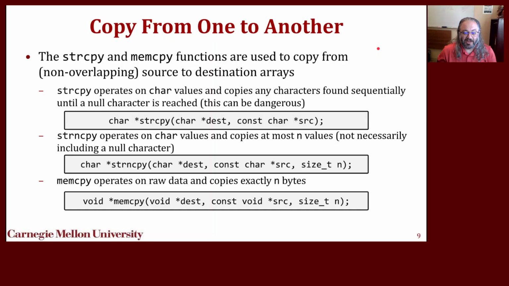Strings use the null termination character. With generic memory, there's no such thing. So here you must specify the number of bytes that you want to copy. This is very useful for moving data around within a system because this can operate independent of the data type, because you can just cast things to void star and memcpy will operate on the raw byte values.